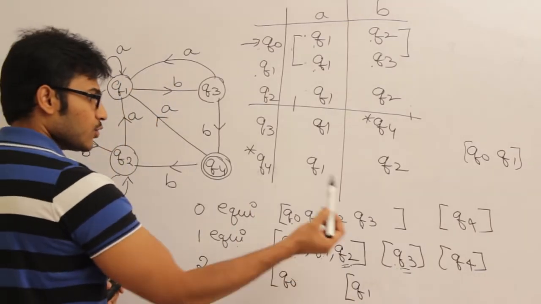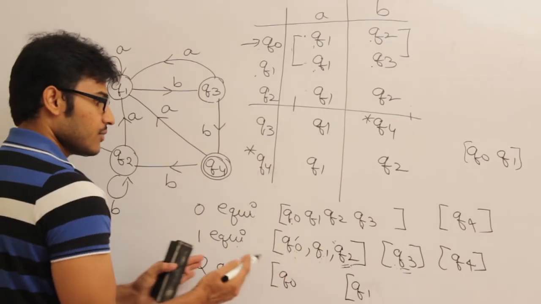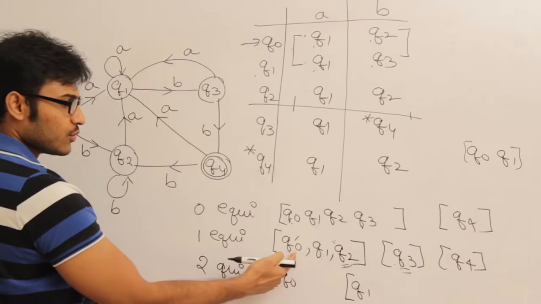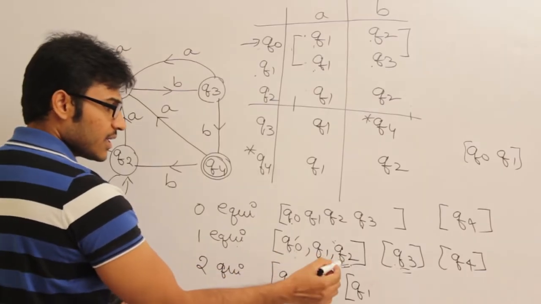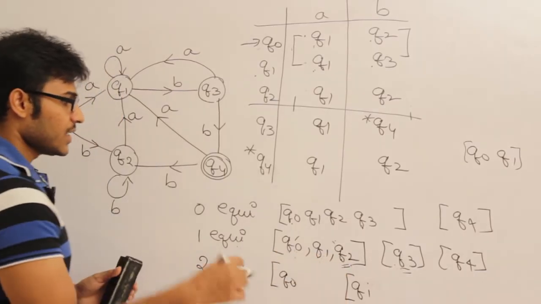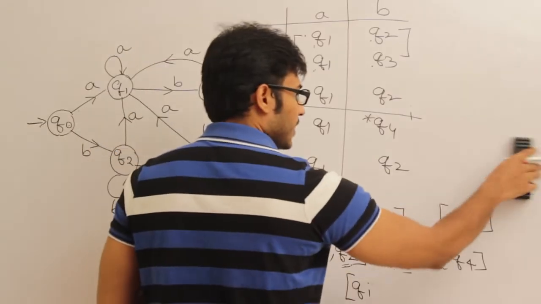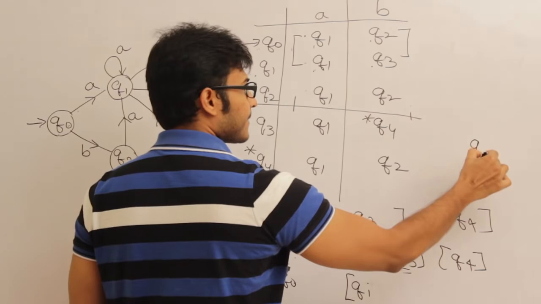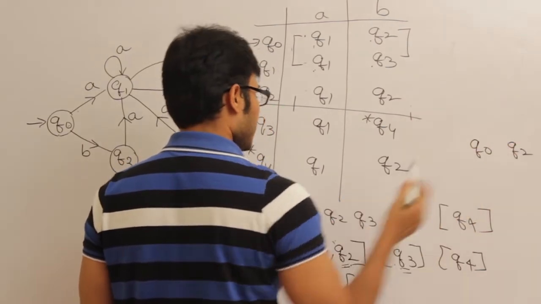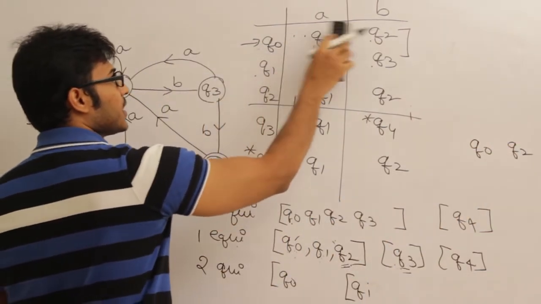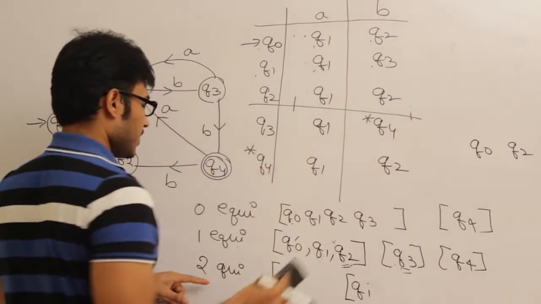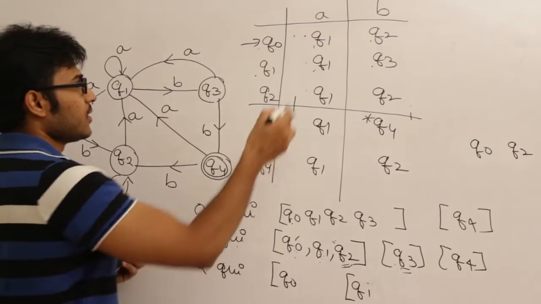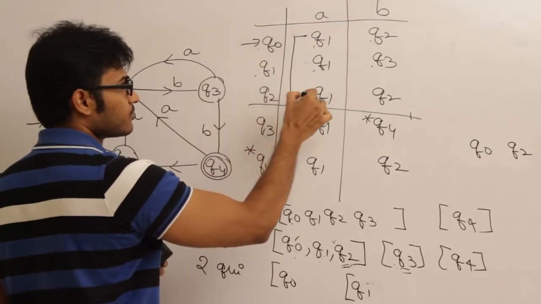Now what about Q2? Q0 and Q1 both got separated. I don't know whether Q2 is equivalent to Q0 or Q1. Where should I place it, here or here? So I'll just check it. Let me see if Q0 and Q2 are equivalent. In order to check it for 2 equivalent, go to the 1 equivalent and use this table, Q0 and Q2.